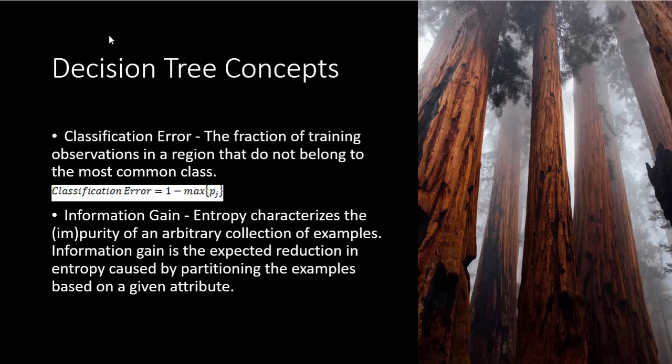Another measure in the same vein as entropy and the Gini impurity is classification error. And it's the fraction of training observations in a region that do not belong to the most common class. And so that's 1 minus the largest probability, and that's the classification error. Information gain is the flip side. Entropy characterizes the impurity of an arbitrary collection of examples. Information gain is the expected reduction in entropy that's caused by partitioning the examples based on a given attribute.